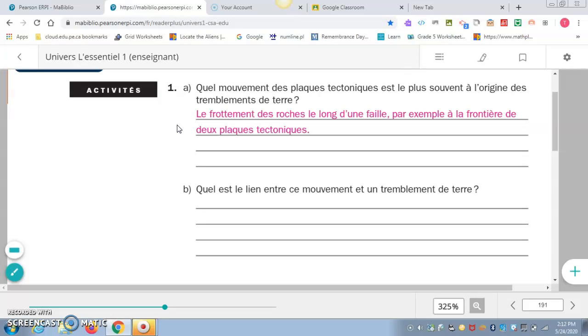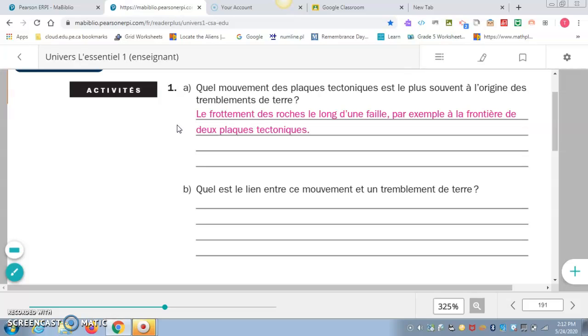So it's that movement, it's that rubbing of rocks along a crack that can cause an earthquake to happen when two plaque tectonics are going in opposite directions and sliding along each other.